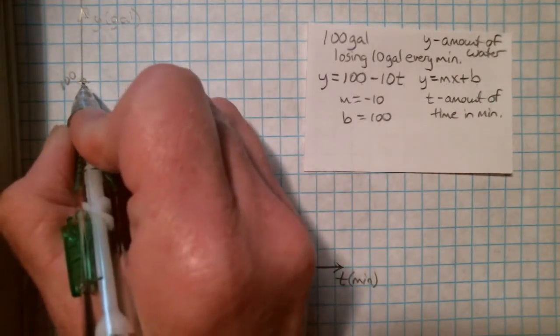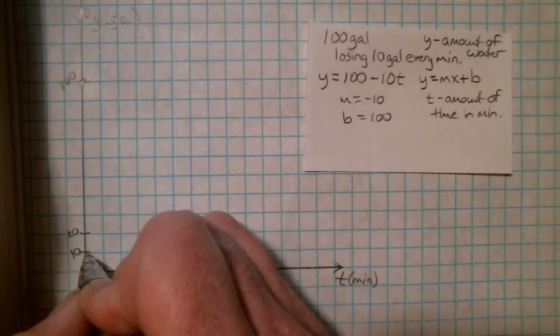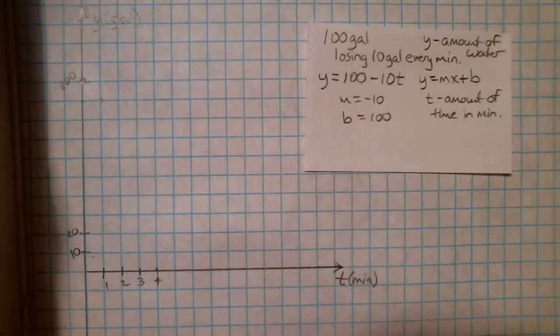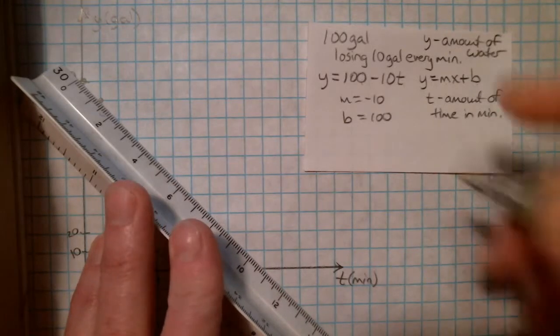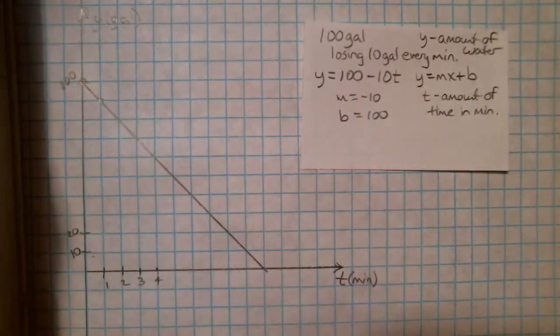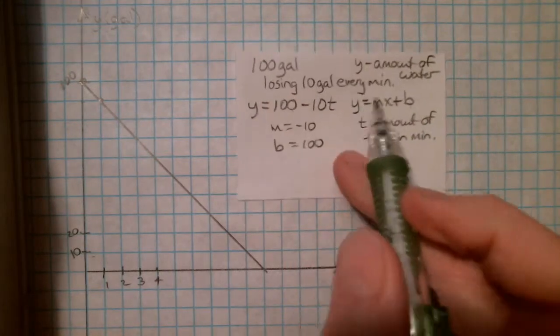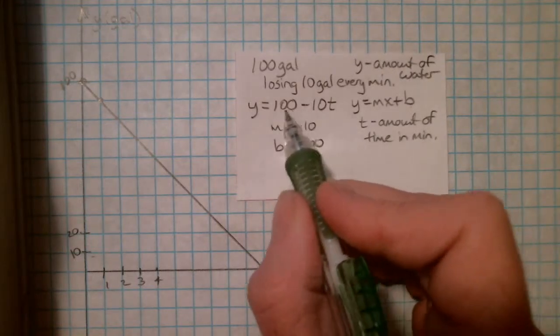So that means my next point is going to be found by starting with my 100, going down 10 gallons. Now, not 10 units, because each unit is worth 10 gallons. But I'm going down 10 gallons every minute. So it's over 1 minute. And then I have 2 points that I can use to graph this line that represents this situation. Usually in word problems that come to us in slope-intercept form, the most important information in the problem is the slope and the y-intercept.